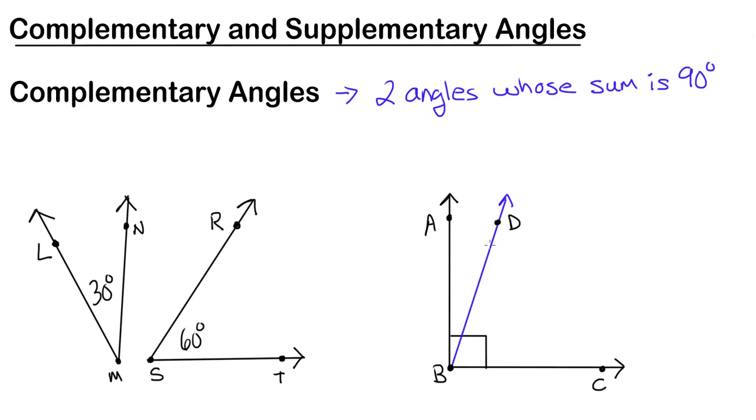And you can use that very simply. If I tell you angle ABD measures 20 degrees, then you think, all right, well, 90 minus 20 equals 70. So now I know that angle DBC must measure 70 degrees.